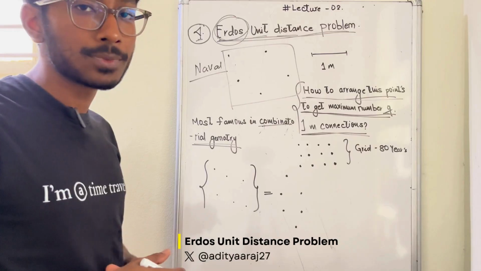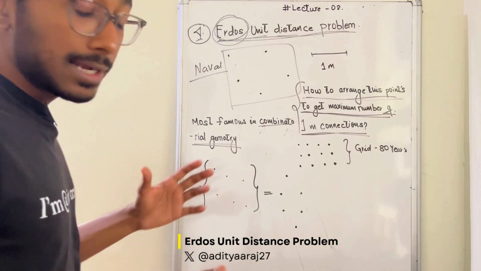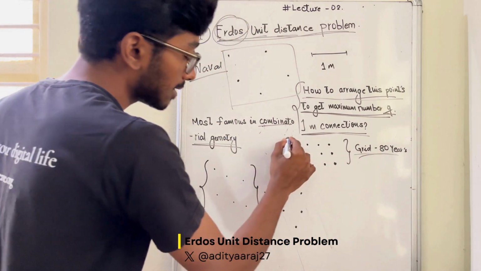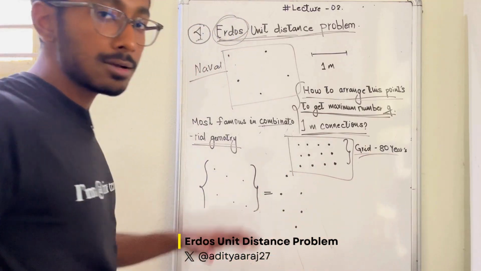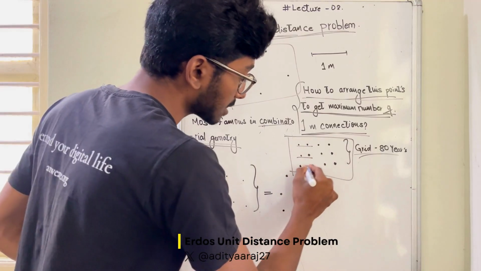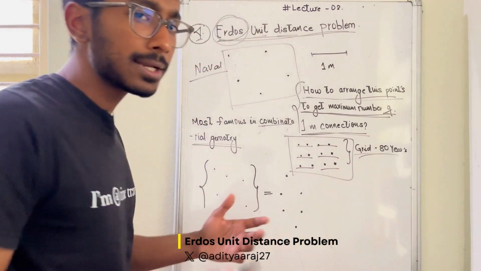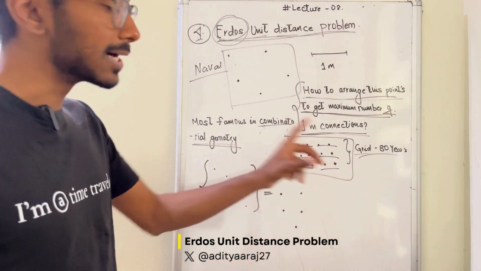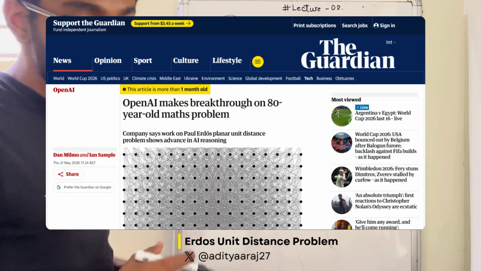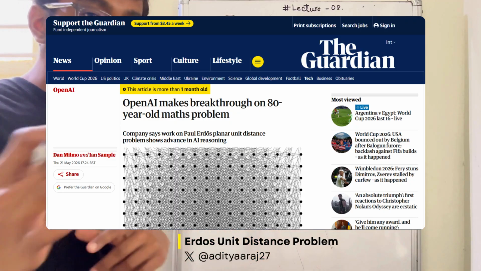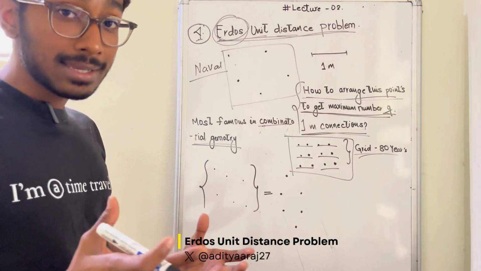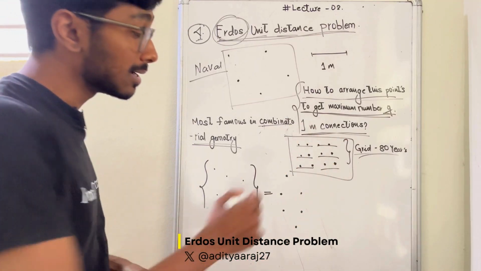Now, it is said that for the past 80 years, mathematicians believed that a square grid format is the best way to find the maximum number of pairs of points 1 unit distance apart. And that's how they tried to arrange these points, in a square grid format. But recently, OpenAI's model itself has disproved this, and you can study more about it. I will link that paper down below in the comment section.